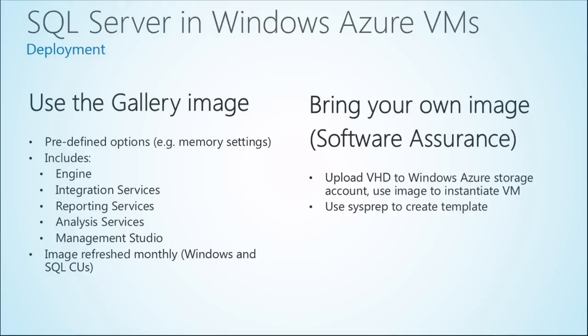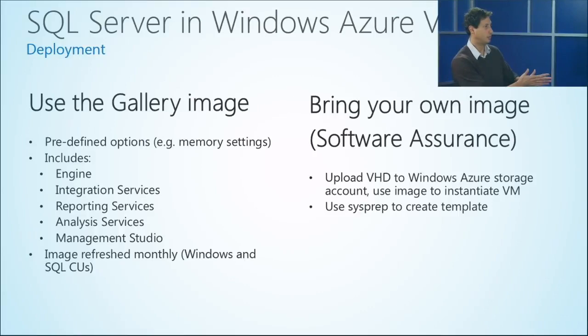The other option is you can bring your own image, right? Customers are familiar with the concept of software assurance. So if you have your licenses on-premise, you can use what is called license mobility, and then you can use those licenses in Windows Azure as well. The way it works is you prepare your VHD from your on-premise virtual machines, and then you can upload that VHD into Windows Azure, and then you can provision virtual machines from them.